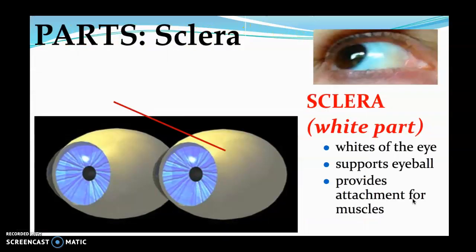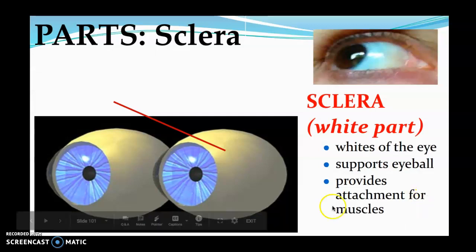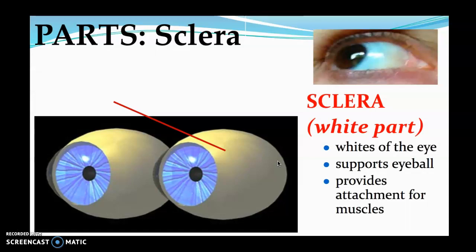Next we have the sclera. The sclera is the white part of the eye. This is basically, if you're thinking about your eye as a water balloon, this would be the latex of the balloon itself. It is a place where the muscles that attach to your eye can attach to. Yes, you have muscles attaching to the back of your eyeballs. Otherwise, how would you be able to move your eyes around, right? Looking up and down this way and that way.